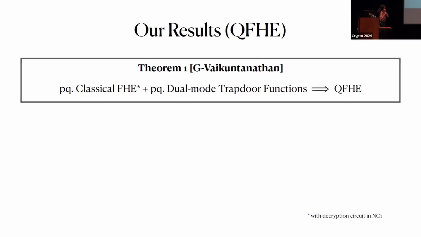So we show that almost any post-quantum classical FHE scheme plus these dual mode trapdoor functions, and I'll define them later on in the talk, give you a quantum FHE construction. And you might have heard of trapdoor Clophy functions in other quantum crypto schemes, and they're closely related to dual mode trapdoor functions. Okay, so this theorem is nice because of two reasons. One, it's modular and gives a construction of QFHE from generic crypto primitives. But two, it enables us to get other QFHE constructions.